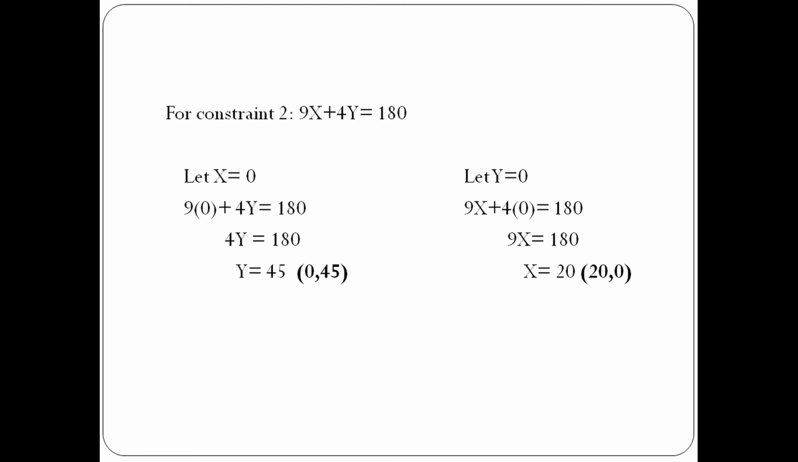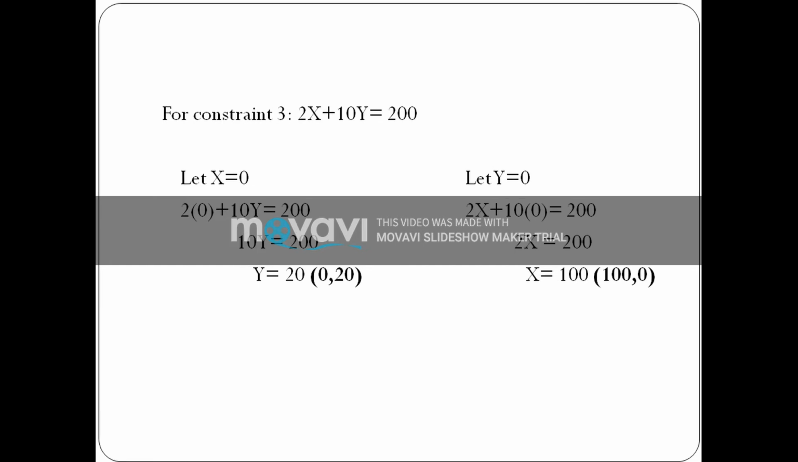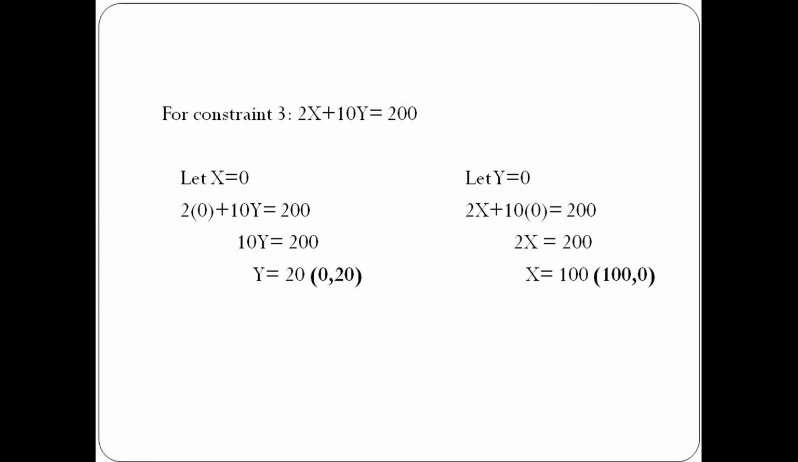For constraint 2, 9x + 4y = 180, let x = 0, then y = 45; let y = 0, then x = 20. For constraint 3, 2x + 10y = 200, let x = 0, then y = 20; let y = 0, then x = 100.